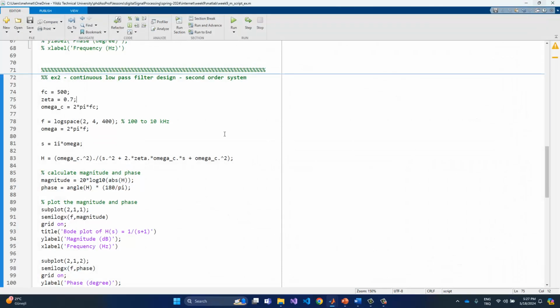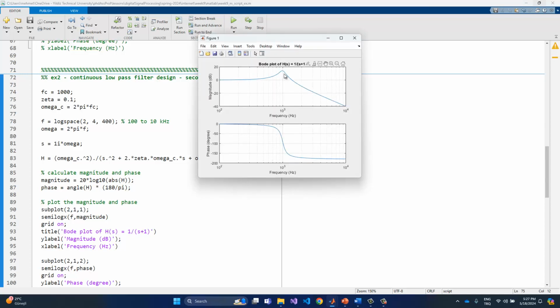We can easily manipulate our algorithm based on this information, okay? But how can we affect the zeta values? For example, if we have zeta equal to 0.1 and I rerun this code, then we will have y equal to what? The dB is increased at these times.